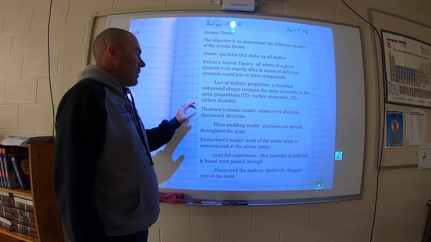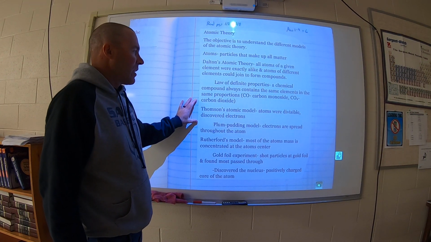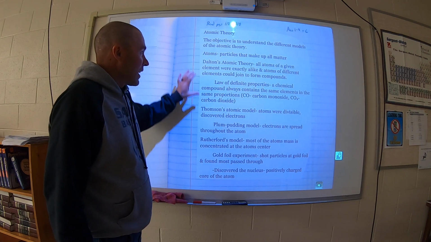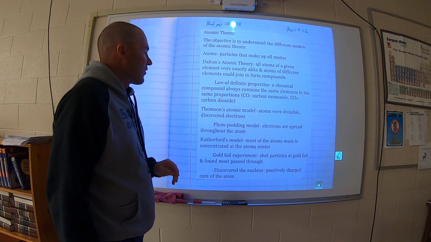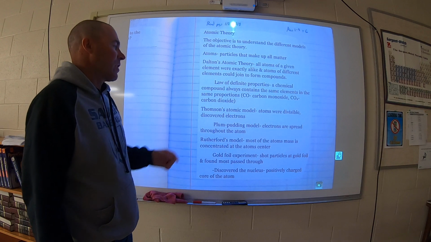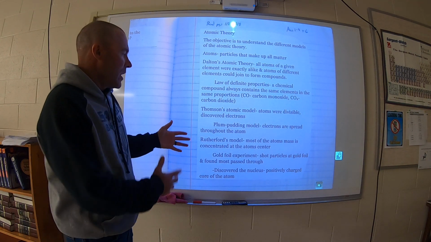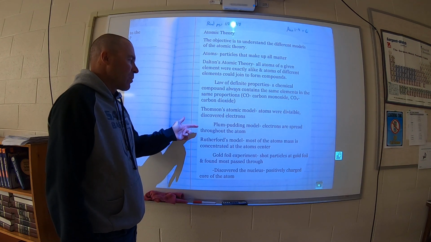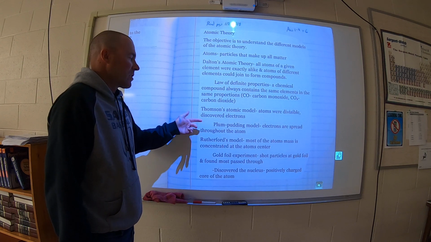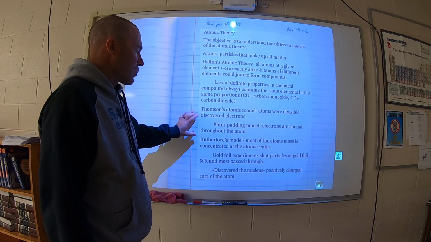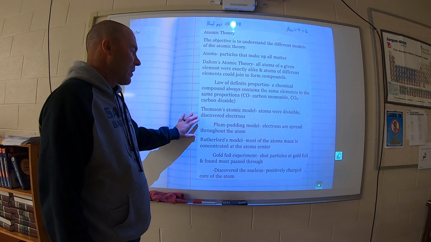Thomson came along, and in his atomic model, he said that atoms, unlike Dalton, he said that atoms were divisible, and he discovered the electron. But he said the model of the atom was like a plum pudding model. He said that the electrons are spread evenly throughout the atom.